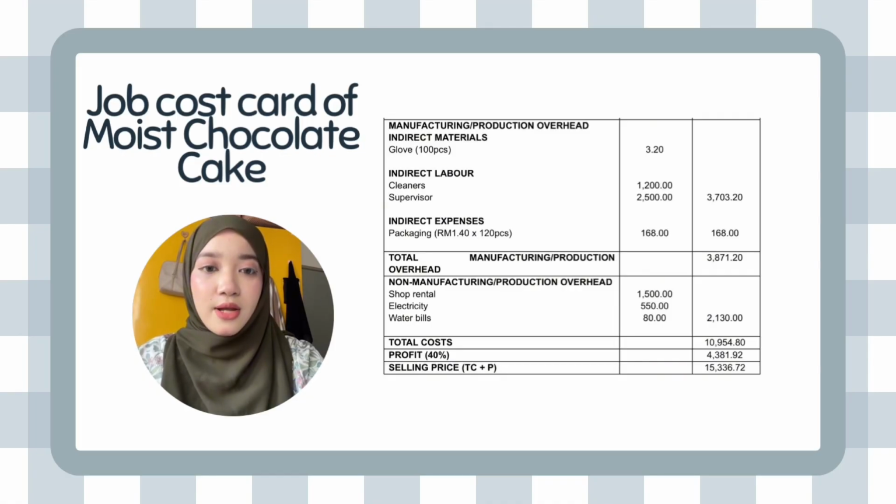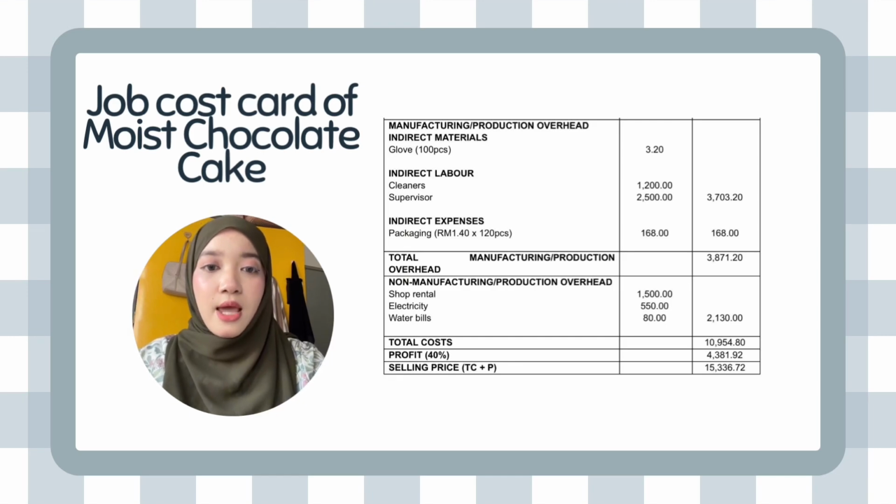Then, under indirect expenses, we have packaging, which costs 1 ringgit and 40 cents, multiplied by 120 pieces, coming to a total of 168 ringgit. Combined, the total manufacturing or production overhead amounts to 3,871 ringgit and 20 cents.